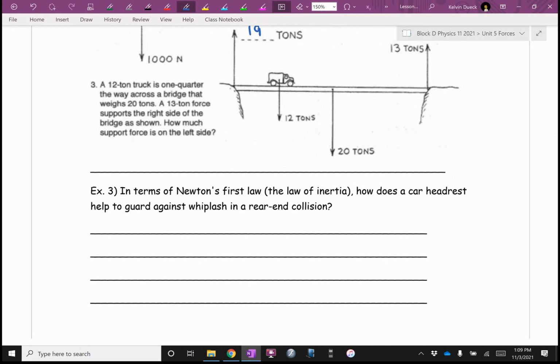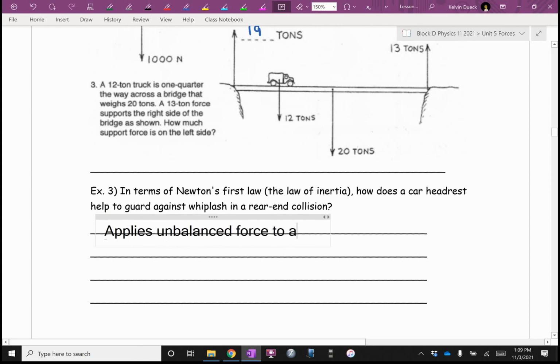So I don't want to write a big paragraph. I would say something like this: applies unbalanced force to accelerate head forward.